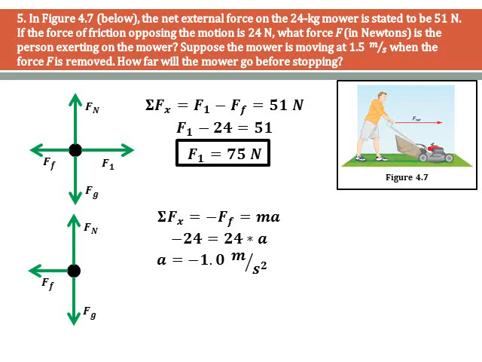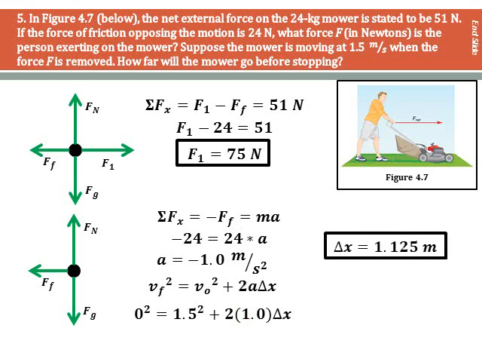So we got the final velocity, we got the initial velocity, we have the acceleration. We're looking for displacement. We're going to use this equation: final velocity squared equals initial velocity squared plus 2 times acceleration times displacement. Plug in our numbers, then solve for the displacement. So we take 1.5 squared and then divide by 2 times 1. So divide by 2 and we get displacement is going to be 1.125 meters.